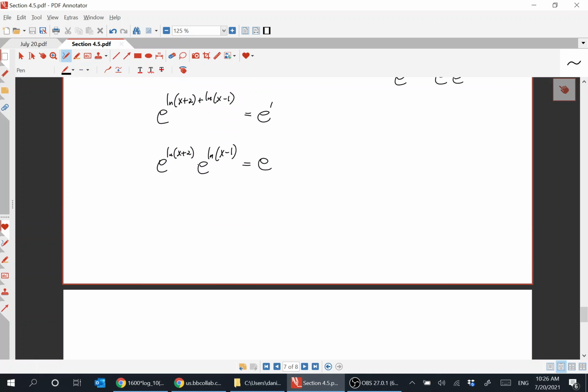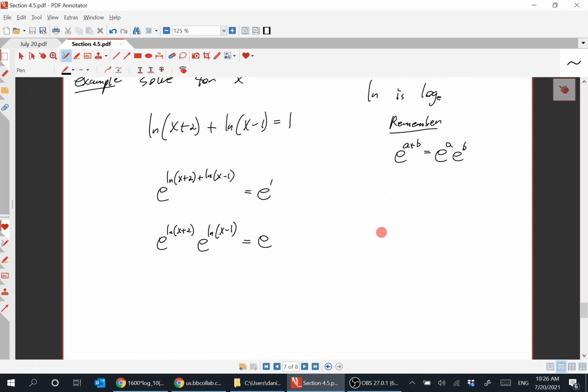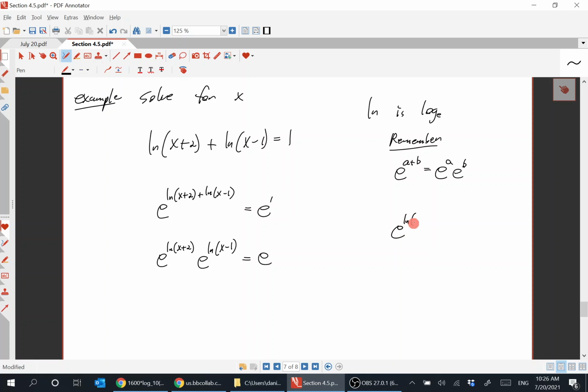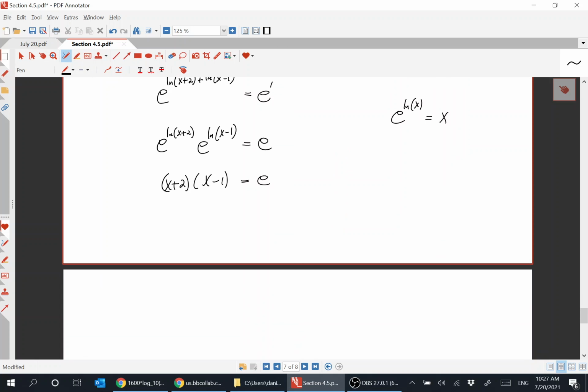Well, e to the natural log of x is just x, because the exponential function e to the x and the natural log x are inverse functions of each other. So this one becomes x plus 2. This one becomes x minus 1 equals e. So this becomes x squared plus x minus 2 equals e. So this is a quadratic polynomial, but it needs to be set equal to 0.